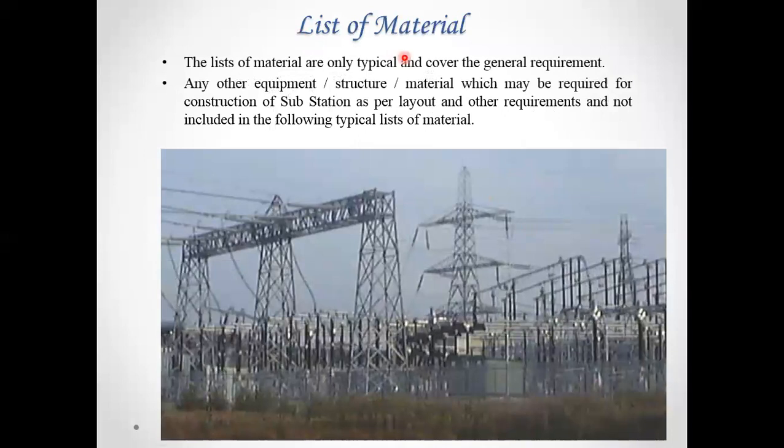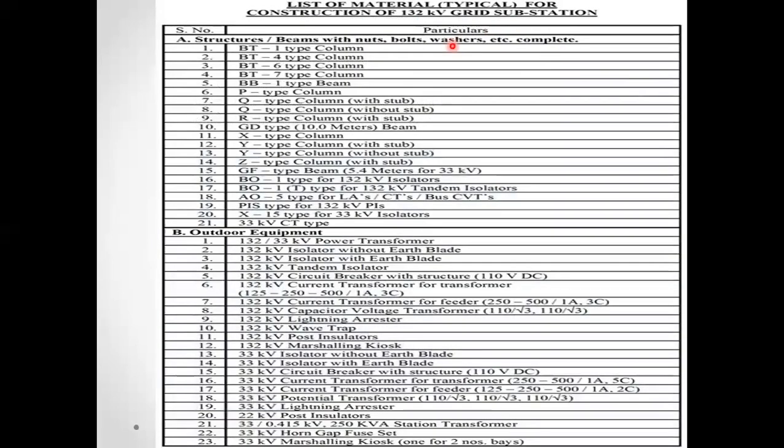Then what is the list of materials used for the grids? They are typical, and they cover the general requirement. This is the list of materials for a 132 kilovolt grid substation. What is required are structures, beams with nuts, bolts, washers, etc. All these are for the beams, that is the BT1 column.